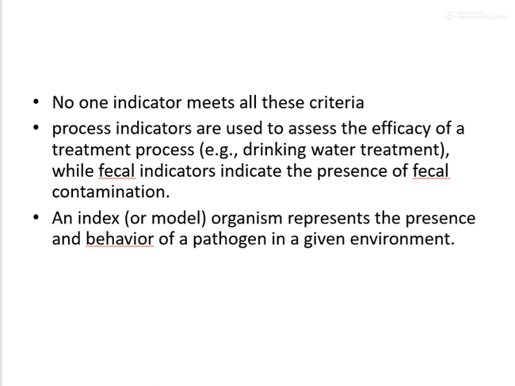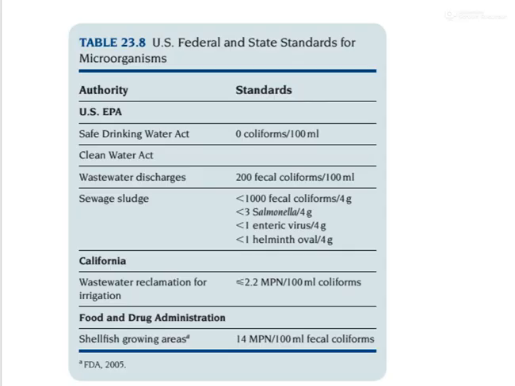as an indicator organism. And we should keep in mind that no one indicator meets all these criteria. So process indicators are used to assess the efficacy of a treatment process, and we will also use fecal indicators to indicate the presence of fecal contamination. An index organism represents the presence and behavior of a pathogen in a given environment. So keep in your mind that instead of checking the pathogens in the water, you check for the indicator organisms, and among them the coliform are the one which we frequently use.